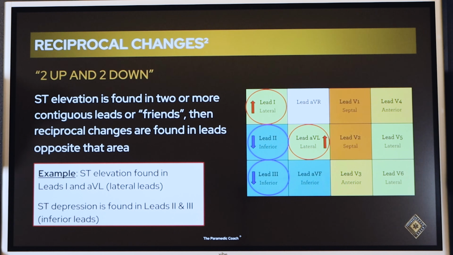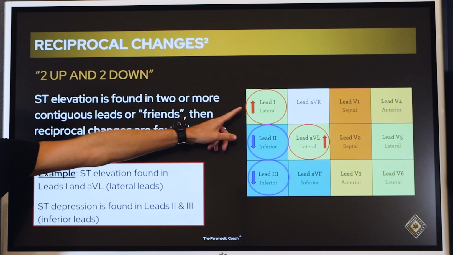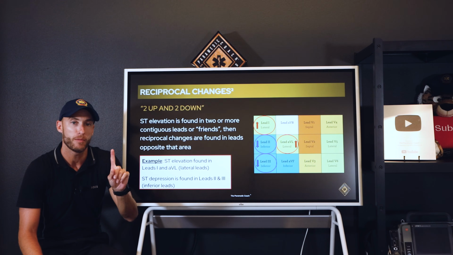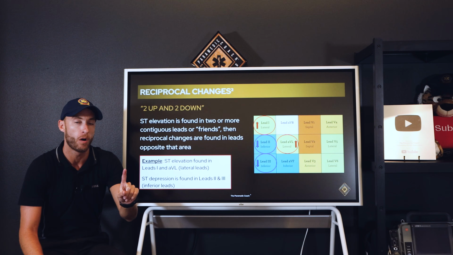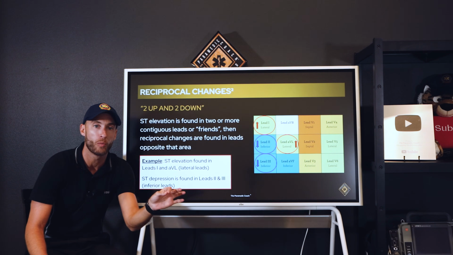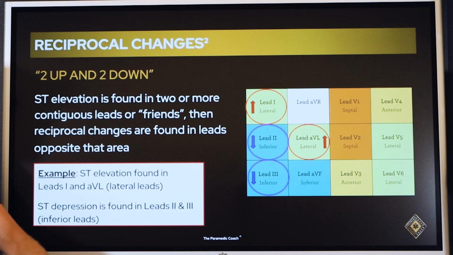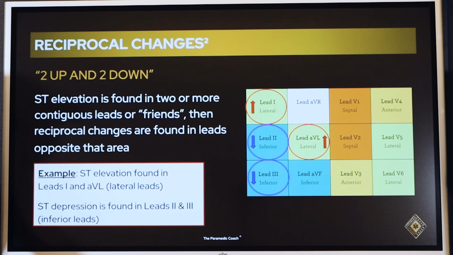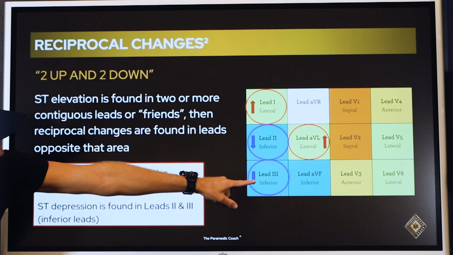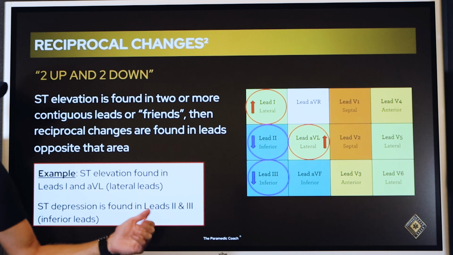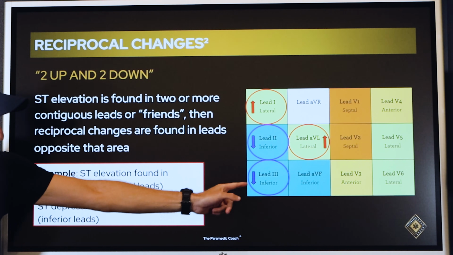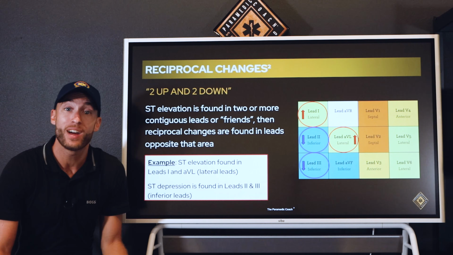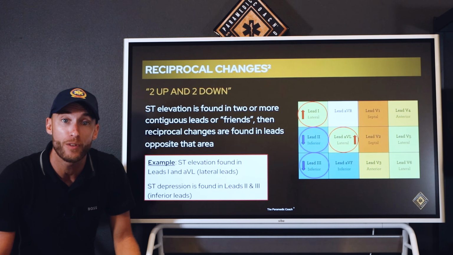An example, let's say we have ST elevation in lead 1 and aVL, which both look at the same view of the heart, the lateral wall. 1 and aVL are contiguous. They are friends, which means if I have elevation in 1 and aVL, and I have ST depression, remember the depression, in 2 and 3, or 2 and aVF, or all 3, or 3 and aVF, whatever combination you want, 2 or more friends. 2, 3, and aVF, they are friends, they are contiguous, they're looking at the inferior wall.